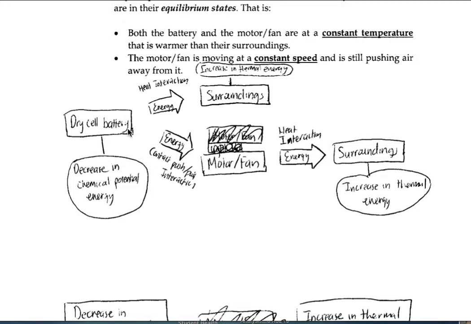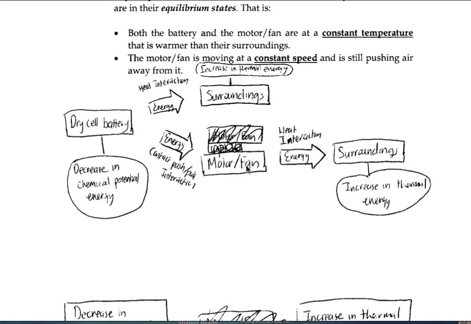So I started with the dry cell battery, of course, and the decrease in chemical energy. And then through heat interaction, it does increase the thermal energy of the surroundings. I put through a contact push pull interaction, but I don't think that's right. I think it's a circuit interaction.